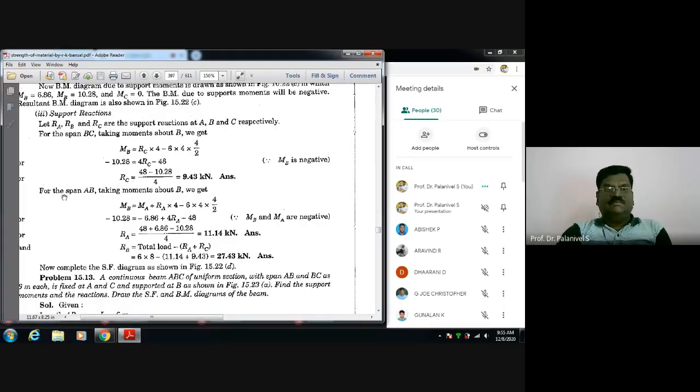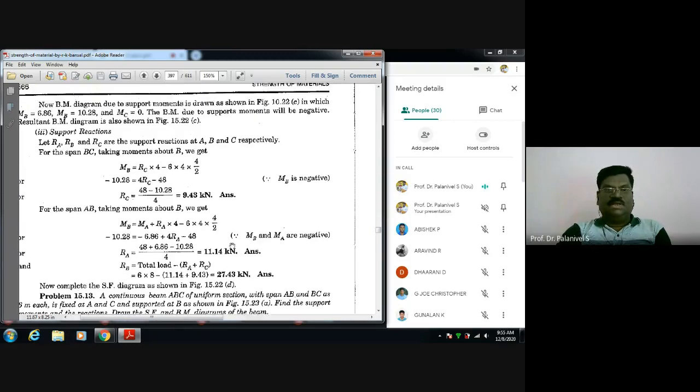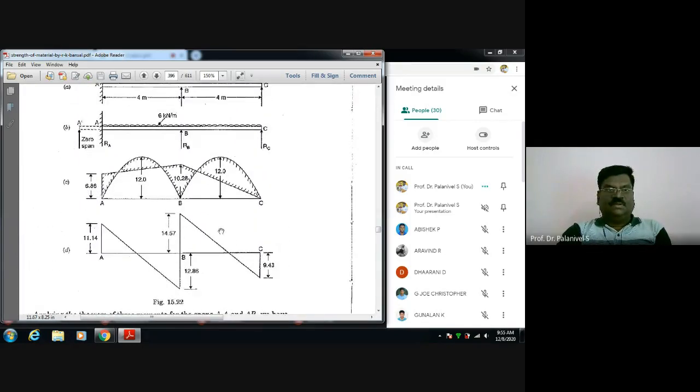Okay, next for span AB. Now we are coming to span AB. So by considering span AB, what is the moment at B? MB is equal to, okay. MB value is written as minus 10.28 is equal to MA plus, okay, I will come to that. MA is 0 already. You need not put MA.